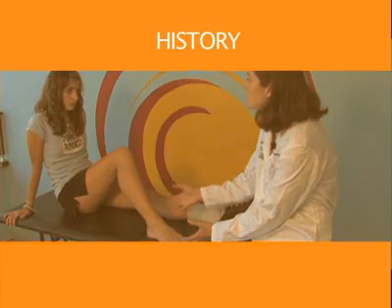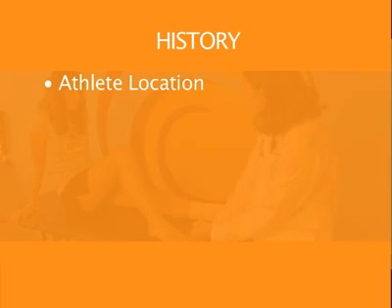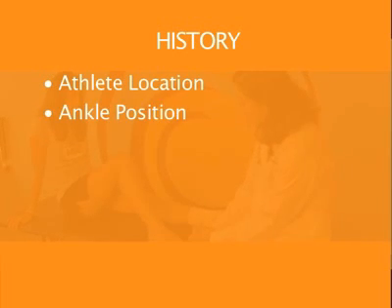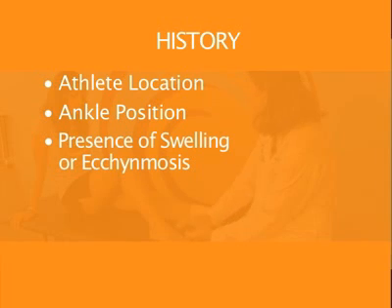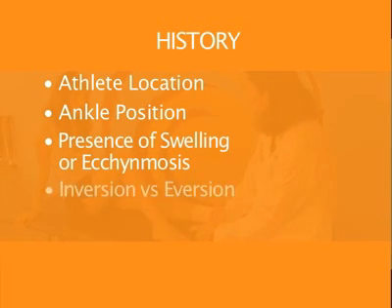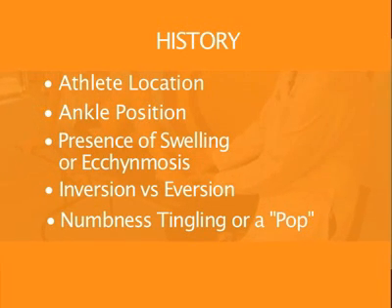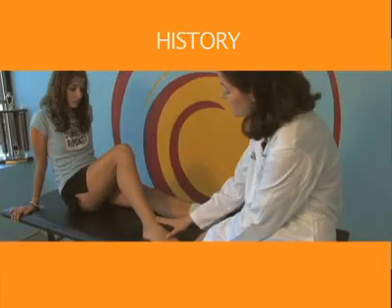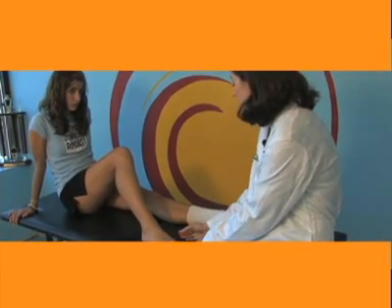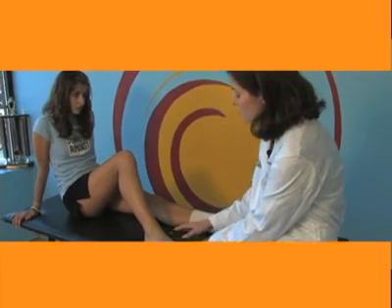Some things that can help you is a good history initially. You want to know, where was the athlete when this occurred? What was the position of the ankle when the injury occurred? Was there initial swelling and ecchymosis or bruising? What was the position of the ankle? Was it an inversion versus an eversion injury? Was there any numbness, tingling, weakness? Did the athlete feel a pop? After you've gotten a good history and done some neurovascular testing, range of motion, and some initial inspection, you can segue into the examination.